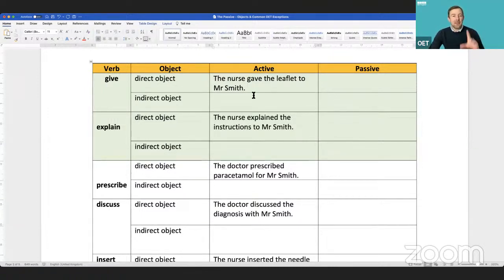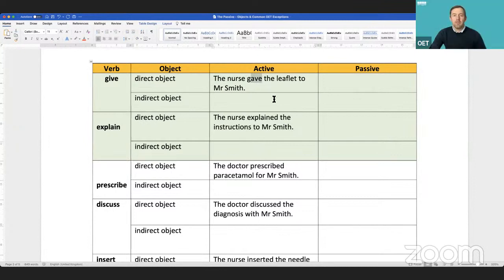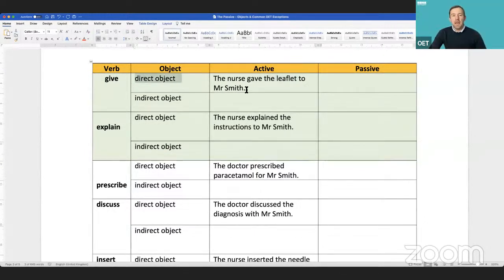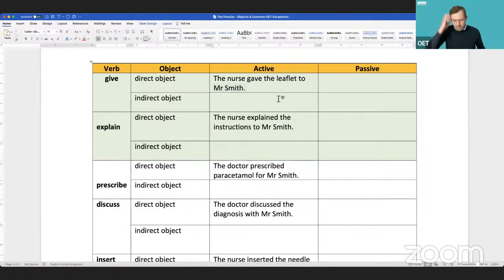So let's analyze the sentence. The nurse, what's that? The subject. Gave, what's that? The verb. The leaflet, what's that? The leaflet is the direct object. And Mr. Smith, that's the indirect object. So we said yesterday that the verb give is very flexible.